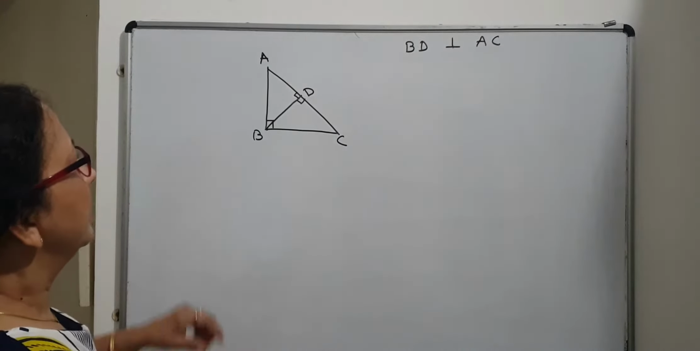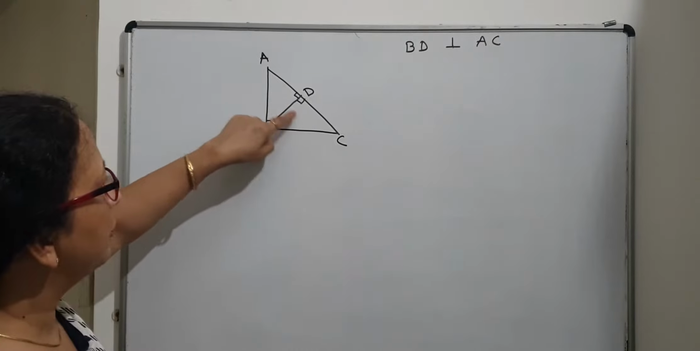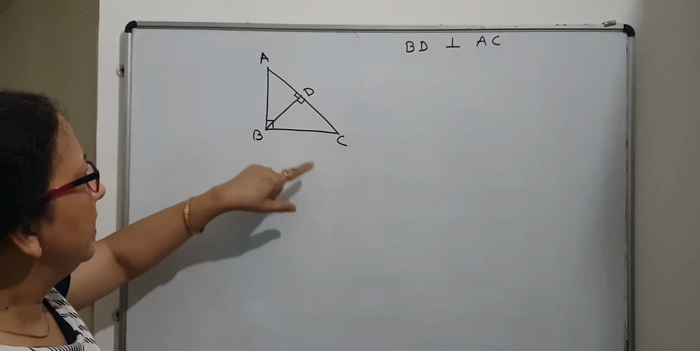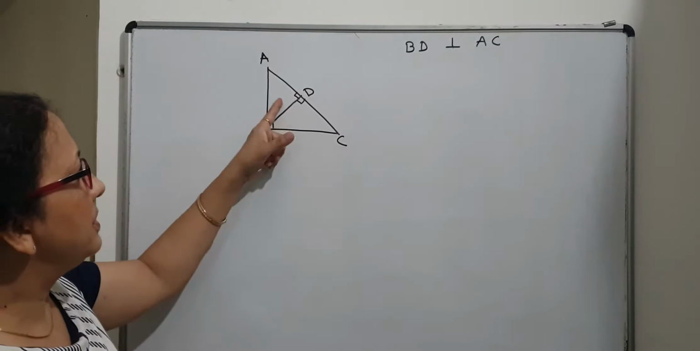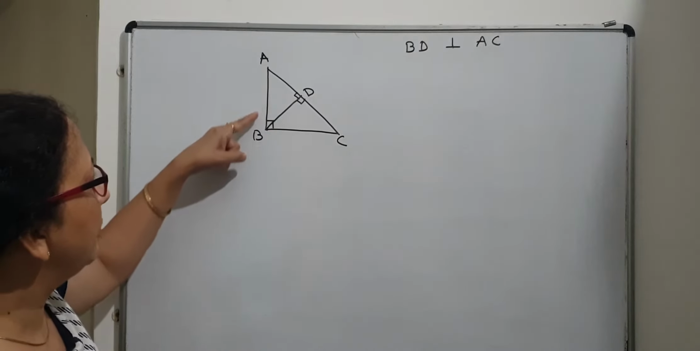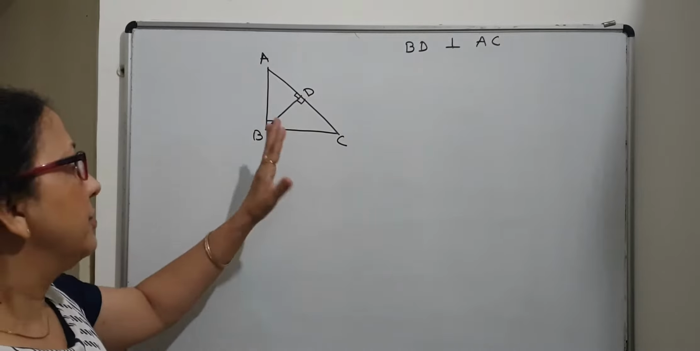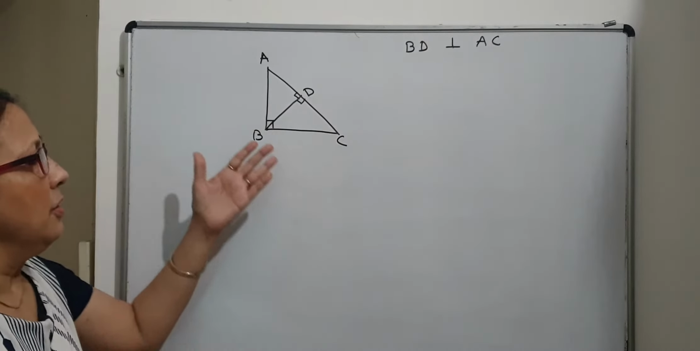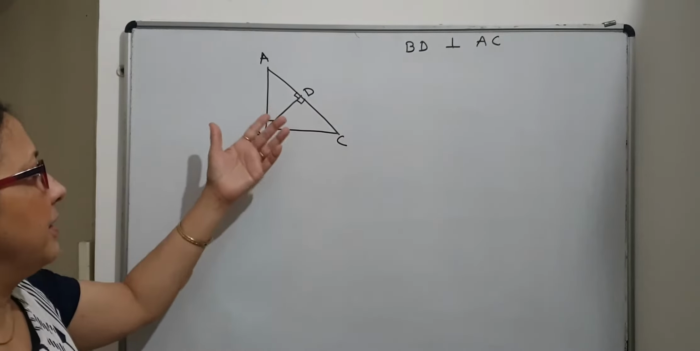Then what happens? Then the two small triangles that are formed, that is ABD and CBD, will be similar to each other, and also each triangle will be similar to the main original triangle ABC also. So this is a very important theorem. Now how they are similar, let us show you.